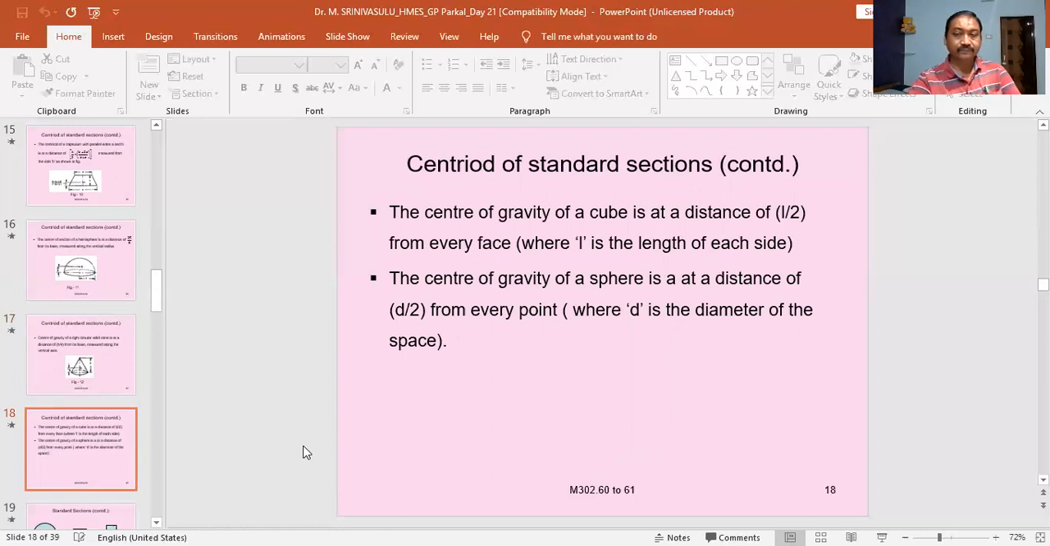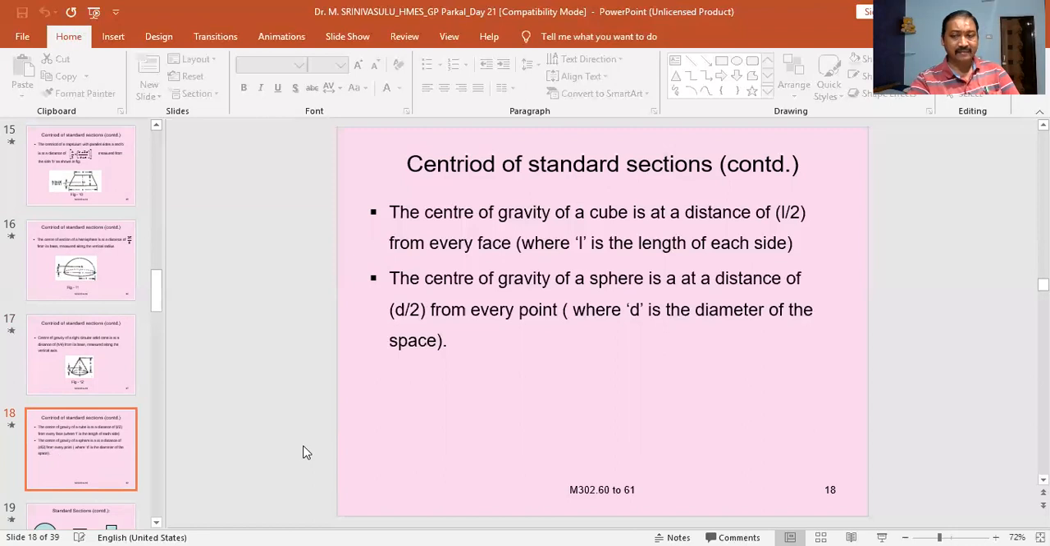And the CG of a cube. A cube has faces with equal length, say length equal to L. Then the center of gravity will be lying at the midpoint, that is L by 2 distance from your base. So x is equal to L by 2 and y also equal to L by 2. The x coordinate and y coordinate are equal, and that is L by 2. That is nothing but the midpoint of the cube.